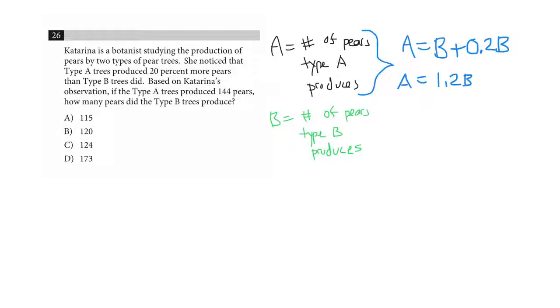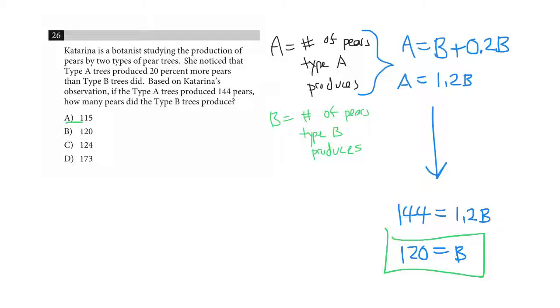And then, according to them, type A trees produced 144 pears. So you could totally set this equal to 144, because that is literally A. That is literally how many pears type A trees produced. So that's going to be 144 equals 1.2b. And then dividing both sides by 1.2 gives us 120. And that is the answer. Moving on.